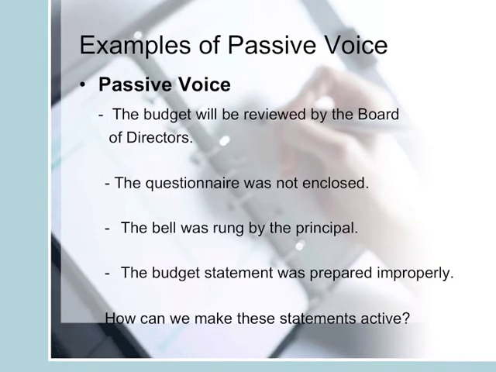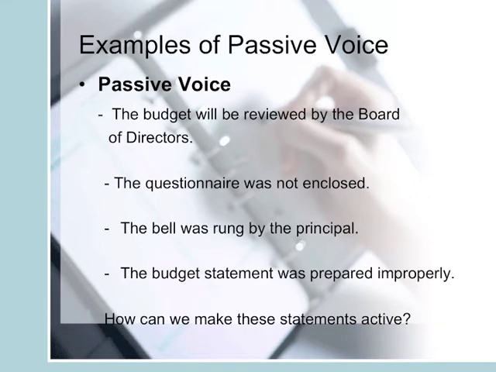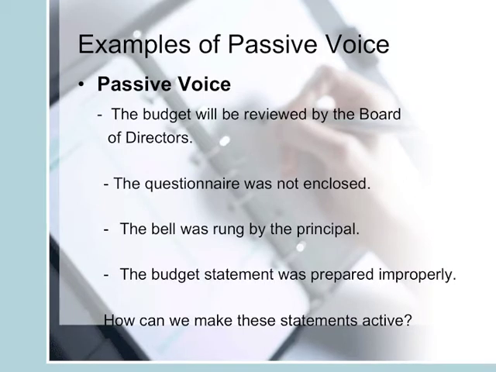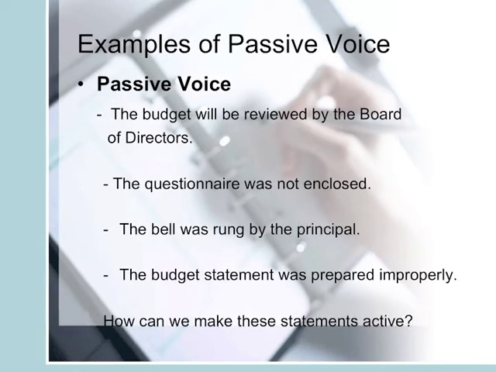And then here are 3 more. The bell was rung by the principal. The budget statement was prepared improperly. Those are 2. Again, both of those have the items that are being acted on at the beginning of the sentence and the primary actors at the end, or not in the sentence at all. So you want to make sure that all information is included and that the primary actor is at the beginning of the sentence, followed by an action verb in order to use active, not passive voice.